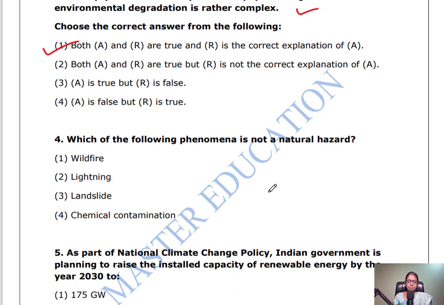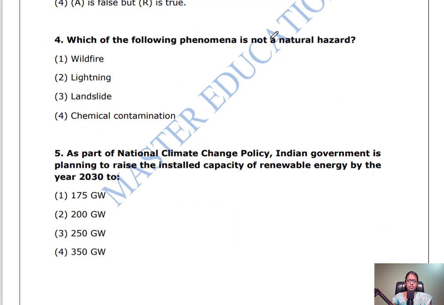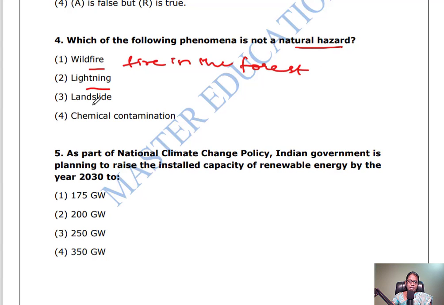The next question. Which of the following phenomena is not a natural hazard? Natural hazard means which is happening automatically, naturally. Wildfire, fire in the forest. So these all happen automatically. Lightning, landslide, monsoon. These are all happening naturally. But chemical contamination is when you are putting chemicals inside the sand or soil. That will create chemical contamination, which is created artificially by people.